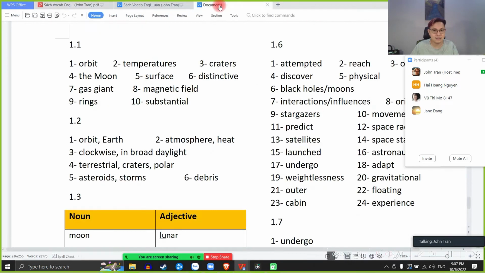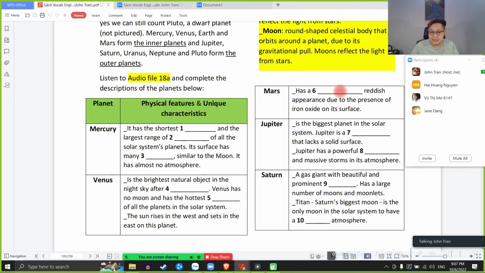So Mars has a number 6. It's distinctive reddish appearance. Sao Hỏa nó có một cái diện mạo mà nó gọi là rất là đặc biệt, đặc sắc luôn, màu đỏ, do là cái sự hiện diện của sắt oxide, iron oxide trên cái bề mặt của nó.